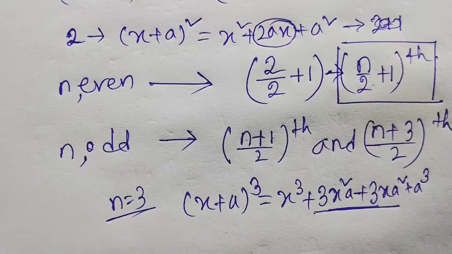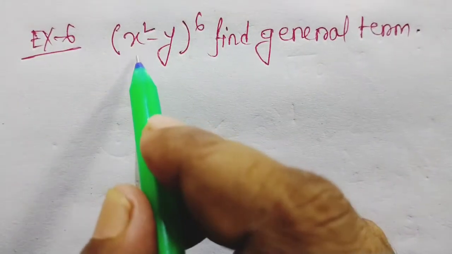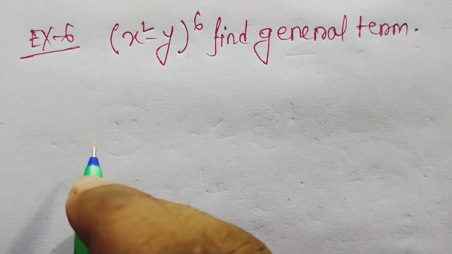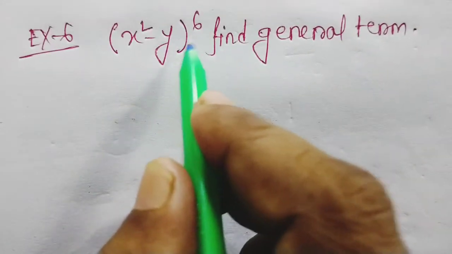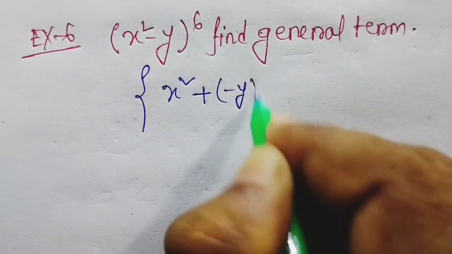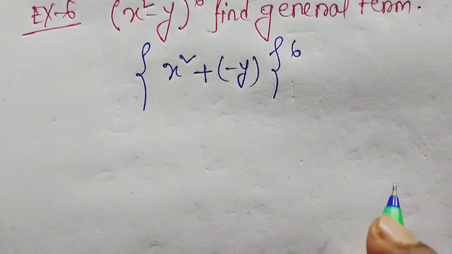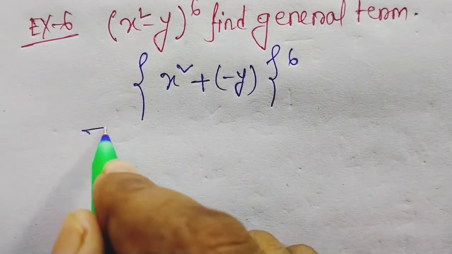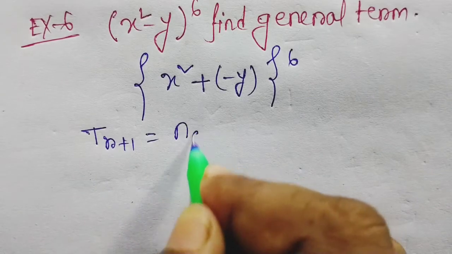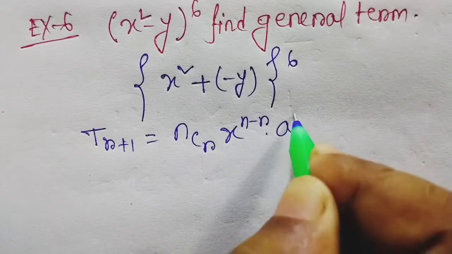Now we have to solve some examples. Here is the next question, question number 6. Find the general term of (x square minus 1) whole to the power 6. So it can be written as (x square plus minus y) whole to the power 6. Now what is the general term formula? The general term formula T(r plus 1) is equal to nCr x to the power n minus r into a to the power r.